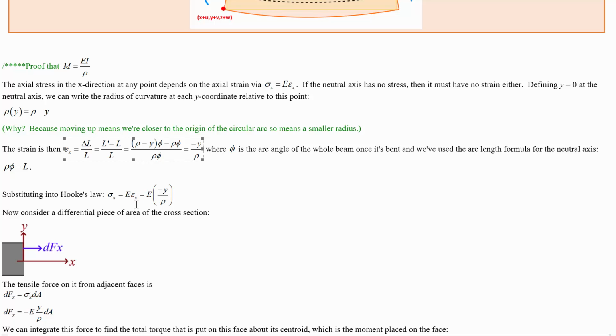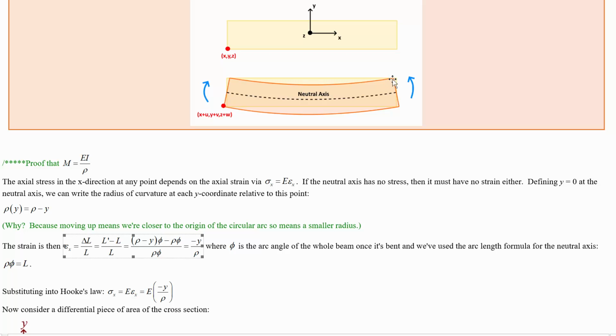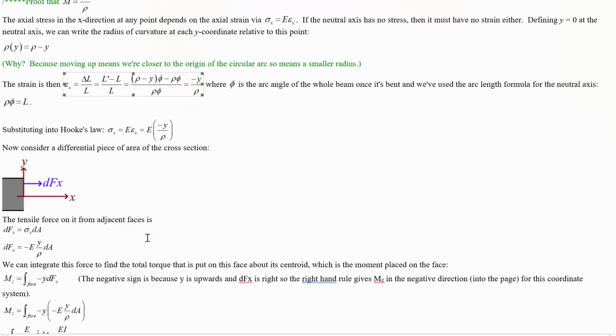So using the strain that we just had, this tells us that the stress is E times negative y over rho. All right, so that's the stress that has to be present at that surface for it to be changing length in the way that it is.